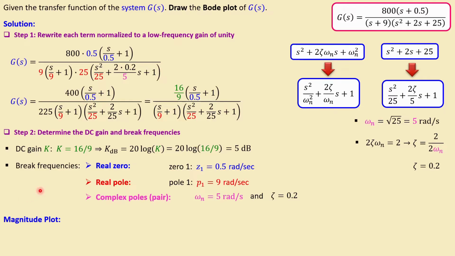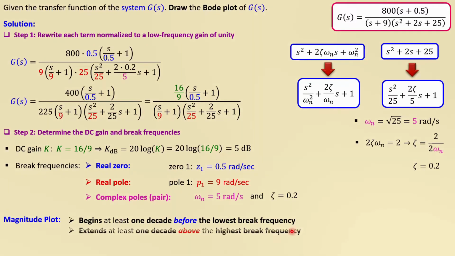Okay, now the magnitude plot. For that we need to determine the lowest and the highest frequency for our drawing. So for the frequency axis, the horizontal axis, it begins at least 1 decade before the lowest break frequency, and extends at least 1 decade above the highest break frequency. In this case, the lowest is 0.5, and the highest is 9.